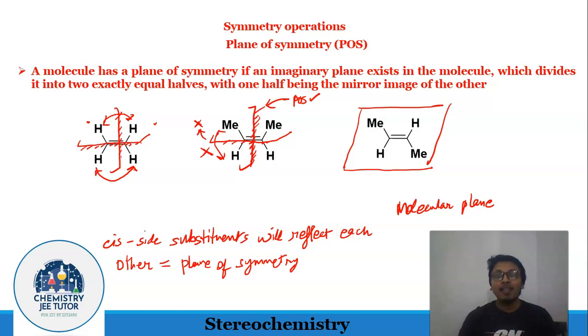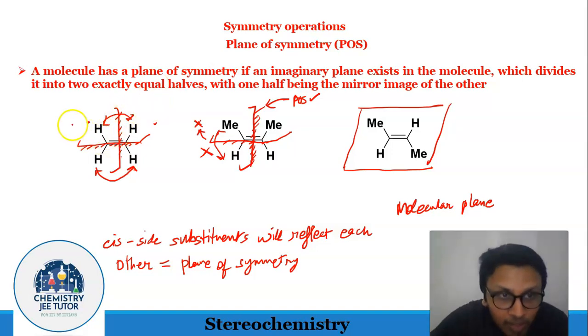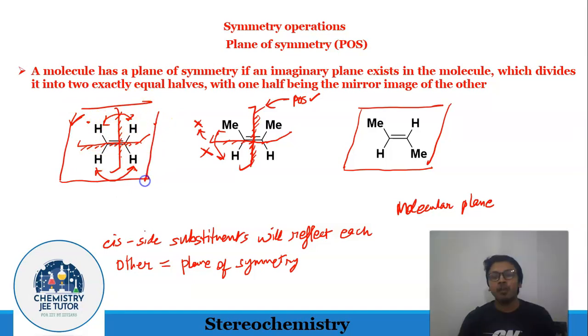And remember, ethylene is a planar molecule. So this is a default plane of symmetry, which is the molecular plane. So when I said that this also is a plane of symmetry, this molecule also has a molecular plane. Whenever you see a planar molecule, there is always a default plane of symmetry, which is the molecular plane, which cuts through the whole molecule such that the whole of the molecule reflects on the other part.